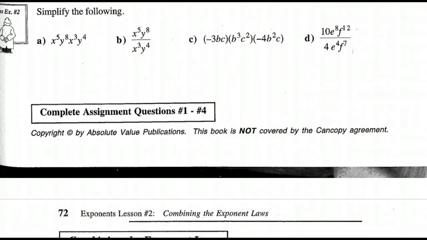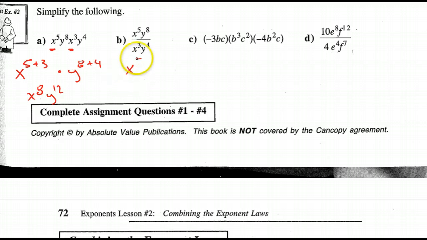Okay, moving on. Here we go. I have x's here and x's here. So it's going to be x to the 5 plus 3, times y to the 8 plus 4. So it's x to the 8, y to the 12. Here I have x 5 minus 3, and then y 8 minus 4. So it's x to the 2, y to the 4.